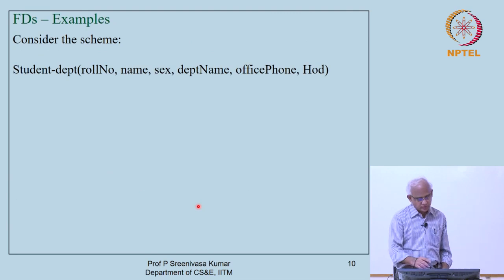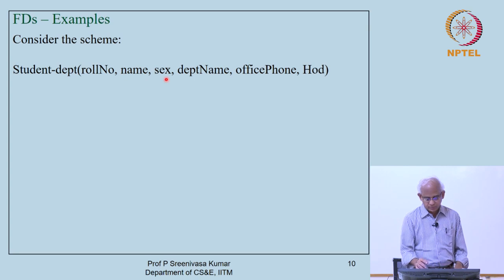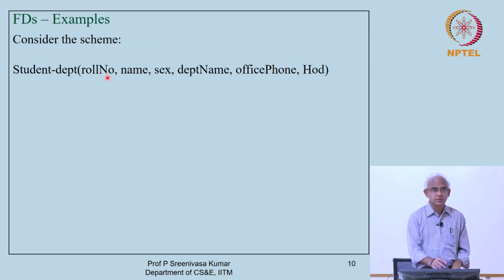Student, remember that this is the example I told you was an example of a bad scheme, and we started all our discussion with this example. So, let us reconsider that example, where we have roll number, name, sex, department name, office phone and HOD. What are all the assumptions here? The assumptions are that each student belongs to a single department, each department is headed by a professor, and the department has one office phone.